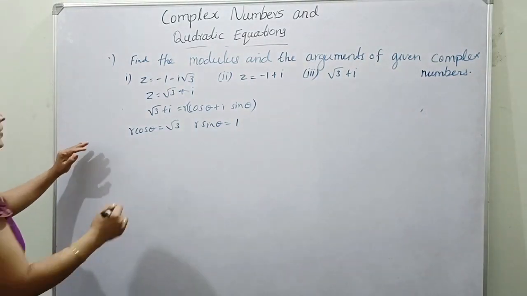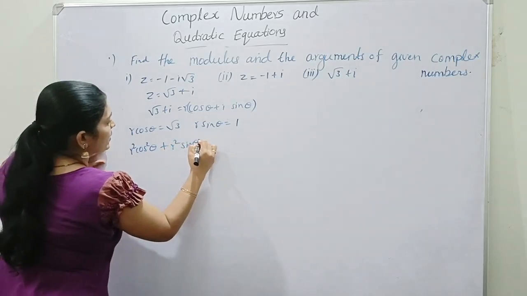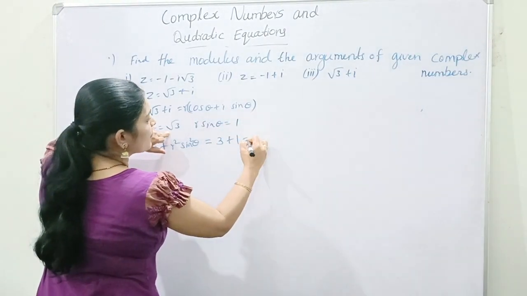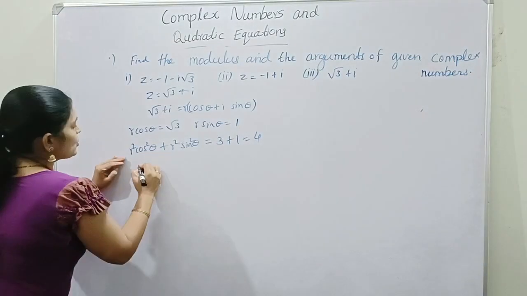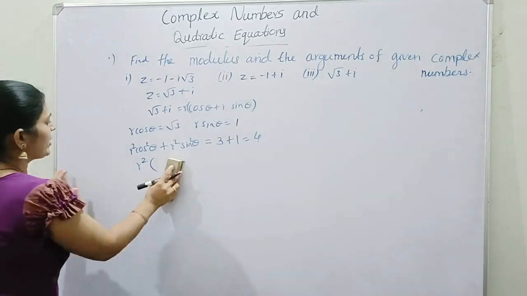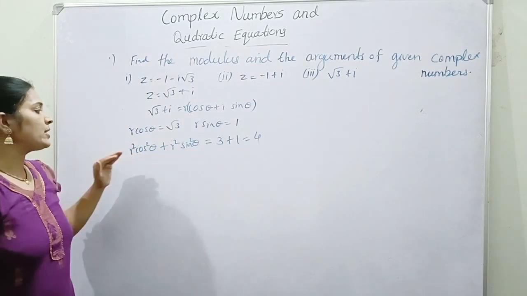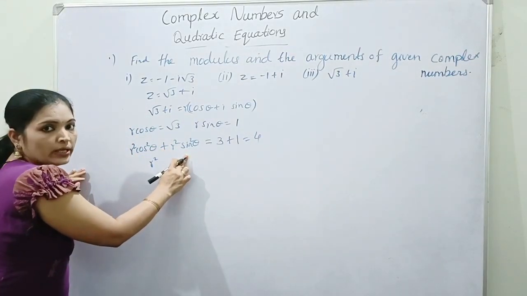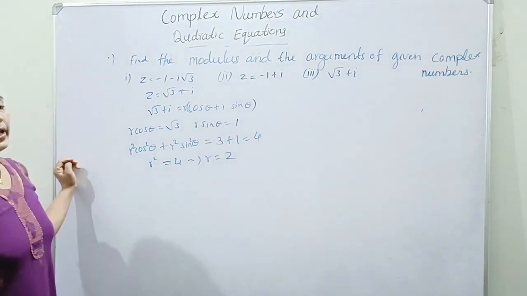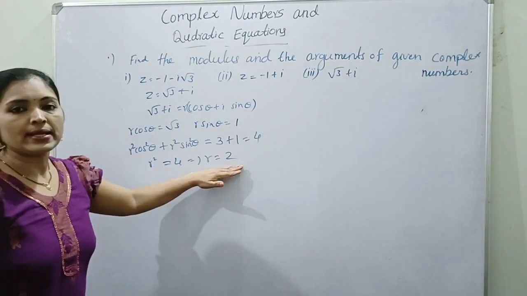Then by squaring and adding we will get r square cos square theta plus r square sin square theta is equal to root 3 square, 3, plus 1 square, 1, that is equal to 4. So r square is common, take it out. After taking r square outside, we will get r square into cos square theta plus sin square theta, that is 1. So r square is equal to 4, that implies r is equal to 2. So we have got the modulus of the given complex number root 3 plus 1i is 2.